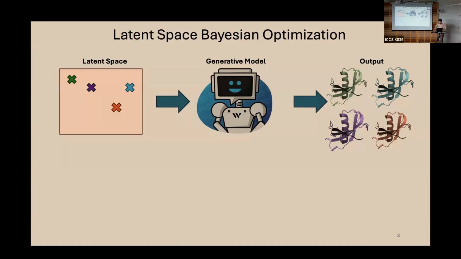And the idea is, well, okay, let's use this to turn the structured optimization problem over peptides into a continuous optimization problem over latent space.